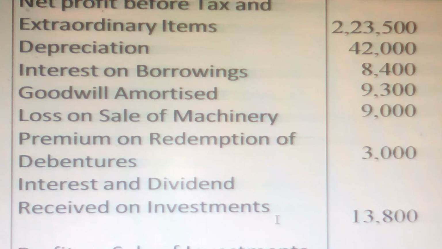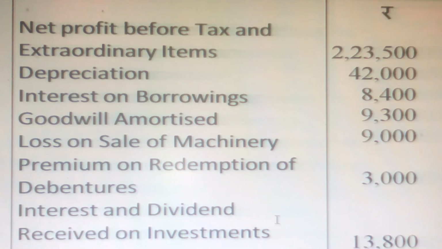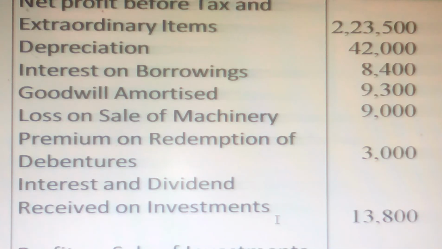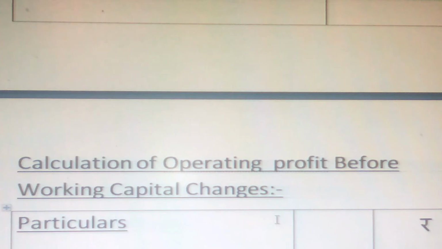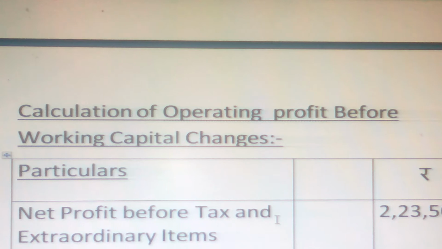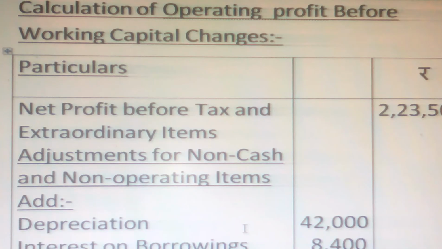I'll show you once again the information. See here. Now the question is calculation of operating profit before working capital changes. Your next level, here we will discuss non-cash and non-operating items. From the problem also they have given it. We need not calculate net profit before tax and extraordinary items, they have given it already in the problem, 2,23,500.